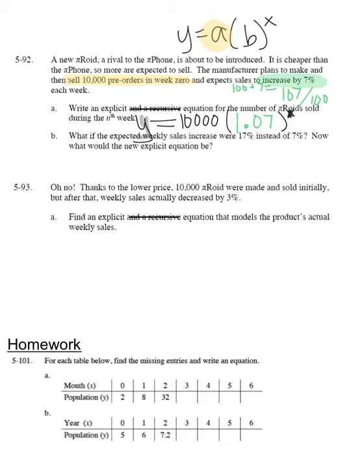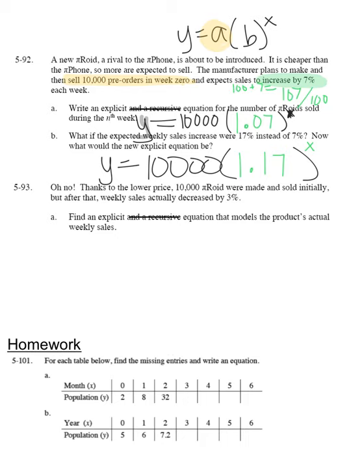Part B. What if the expected weekly sales increased to 17%? Now our equation would still have 10,000 phones to start with as a sale, but instead of 7%, it's 17%, or 1.17 as a decimal.